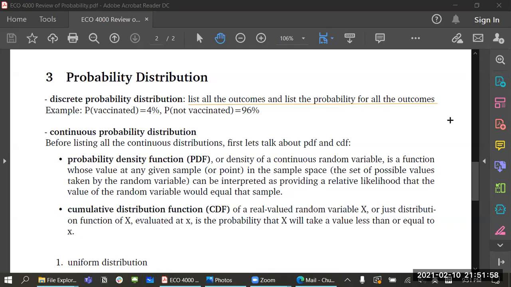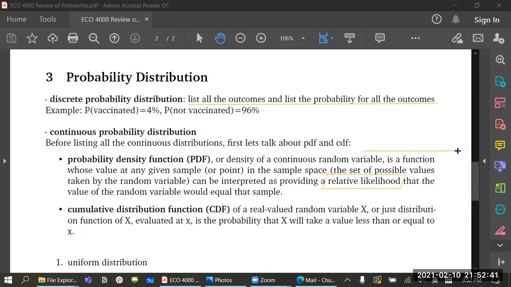PDF, also called probability density function, or density of a continuous random variable. This is a function whose value at any given sample or point in a sample space, the set of positive values taken by the random variables, can be interpreted as providing a relative likelihood. Okay, that is crazy. Relative likelihood that the value of the random variable would equal that sample. Okay, this is very difficult to understand.